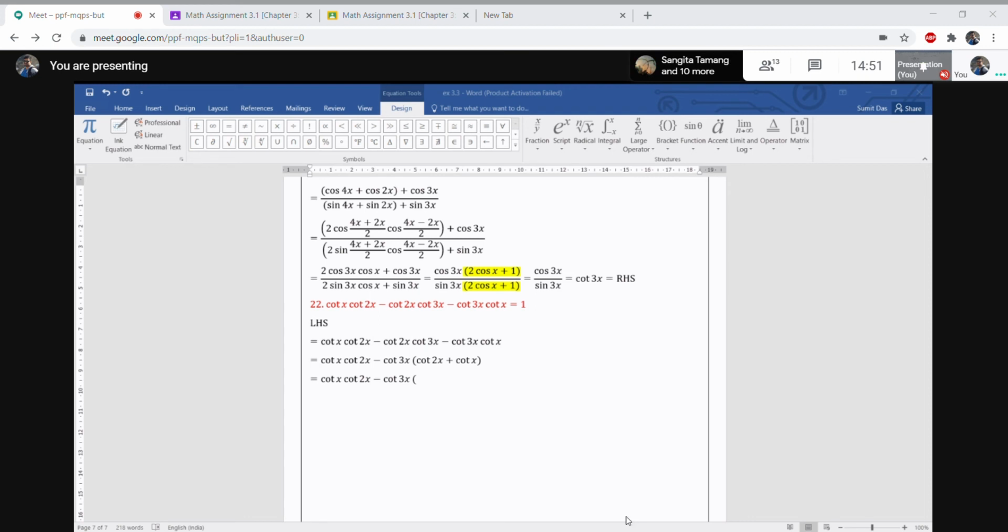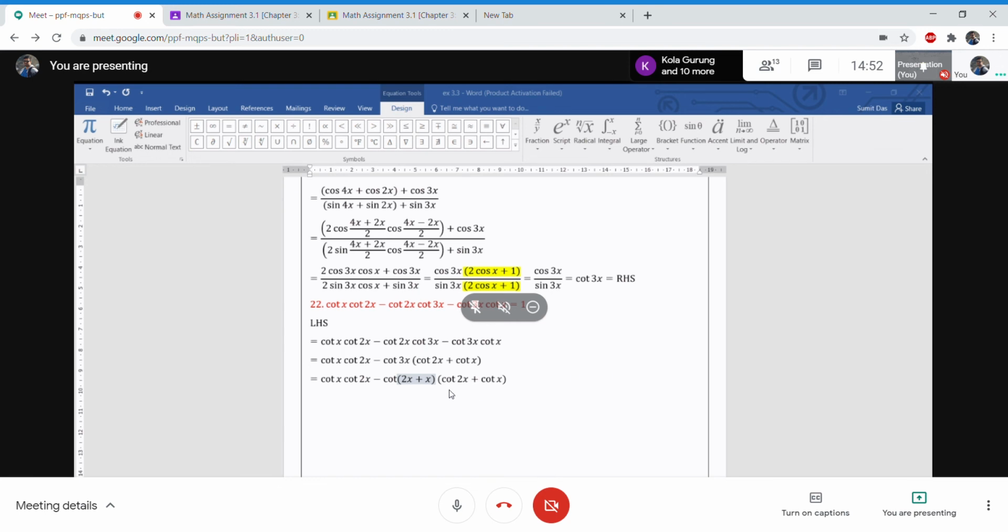Now the thing is that we will not use this one. This part will remain the same, but this 3x can be written as this, right? Check, see what I'm doing. Cot 3x into cot 2x plus cot x. I'm not doing anything, right? What I'm doing is changing cot 3x into cot of 2x plus x. Understood? This 3x, I'm just writing as 2x plus x.